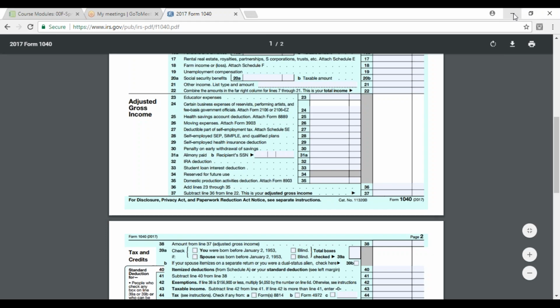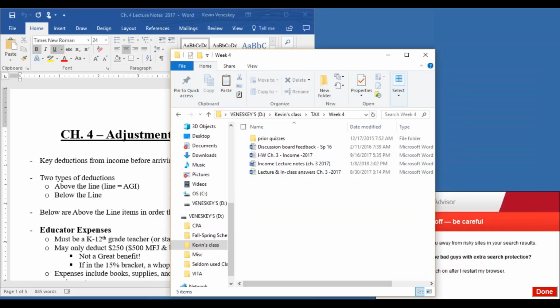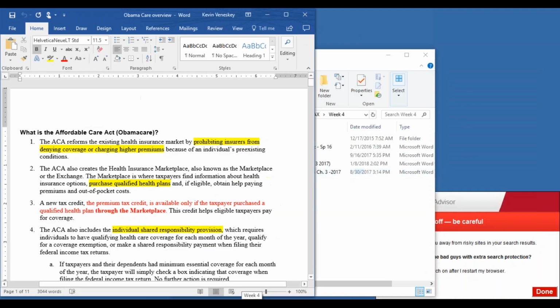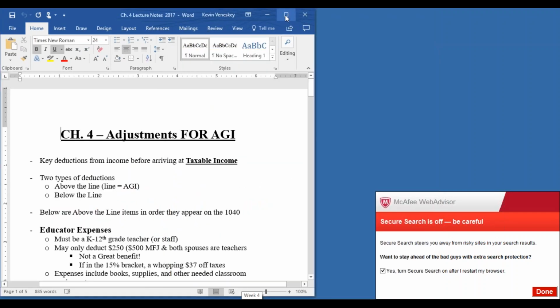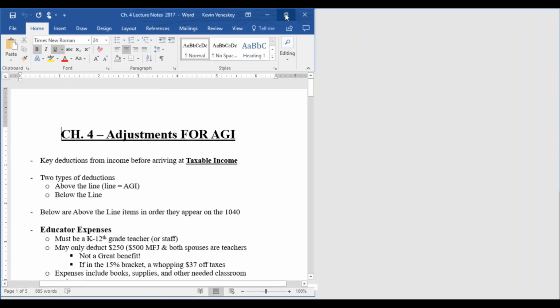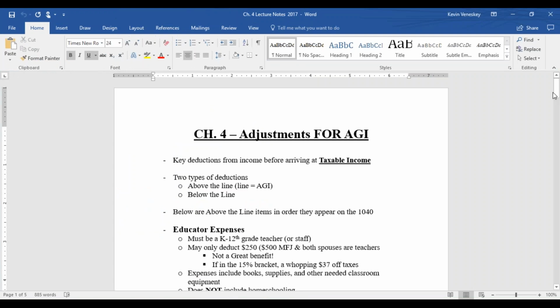Okay, with that, I'm going to open up my notes for chapter 4. There's not a whole lot that we're going to be covering in chapter 4. It's a pretty easy area of the 1040. And it will get easier as 2018 begins.